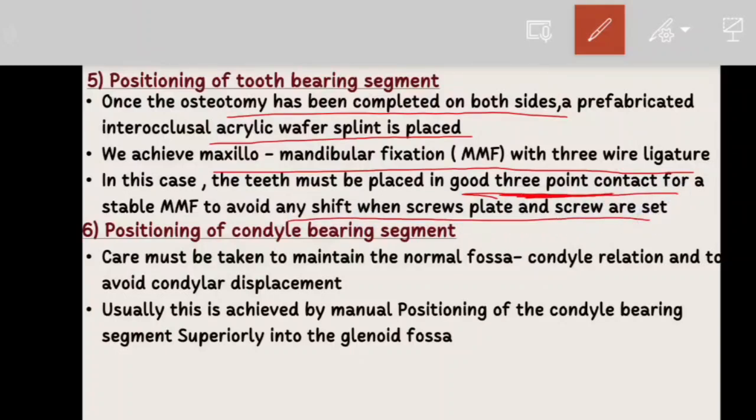Now the next one is positioning of the condylar bearing segment. It is a very important step. We must maintain the normal condylar position and the proper glenoid fossa relation. It is usually done by manual positioning, and the condyle is pushed superiorly into the glenoid fossa. This will prevent condylar displacement.